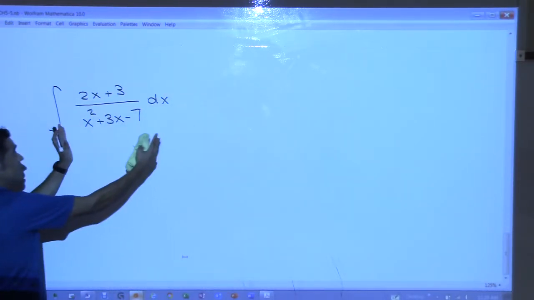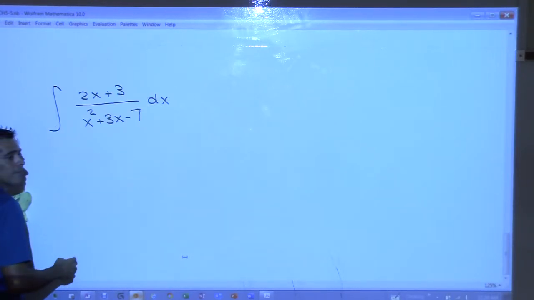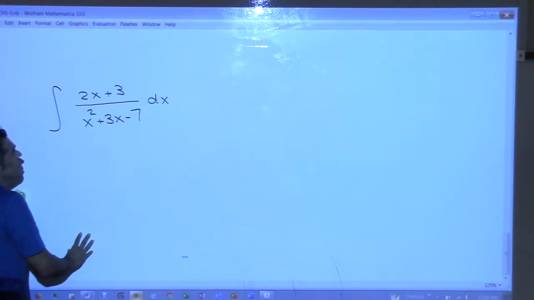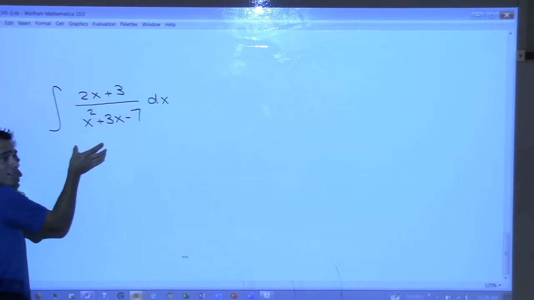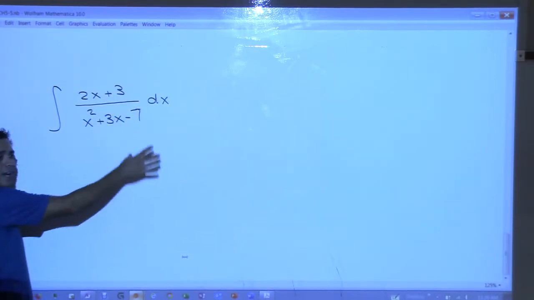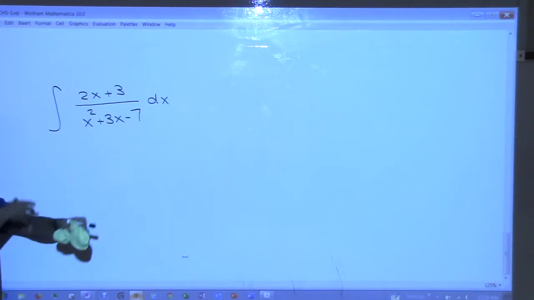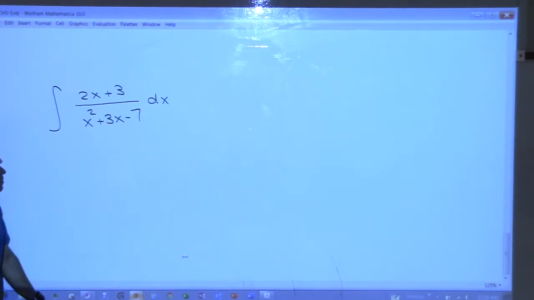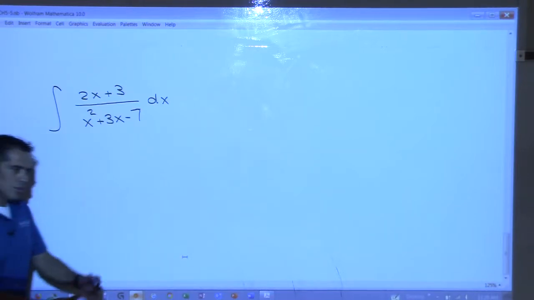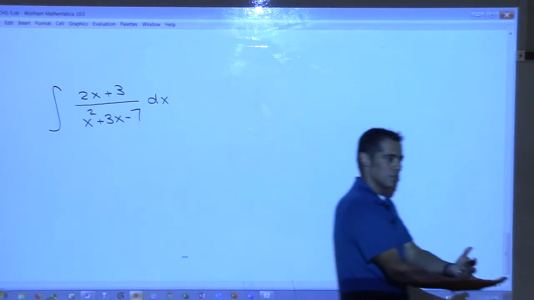Can you split this apart? You would have to do 2x over the entire denominator plus 3 over the entire denominator, right? That's the most you could do, but then at that point you can't simplify that. So you're pretty much stuck, which means you go to the next thing, which would be substitution.